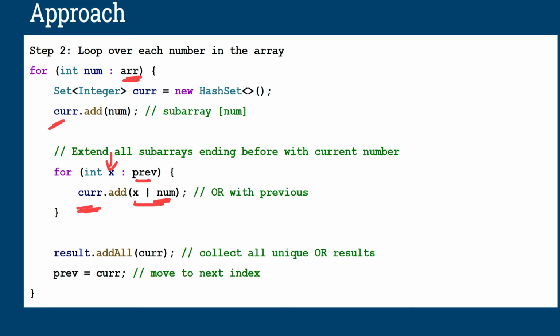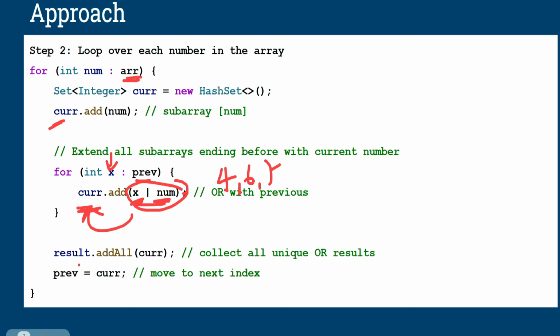So we know that this current is nothing but 4. But what does the previous contain? It's 2 and 3, right? So first we have applied 2 and 4, right? We get 6. Then we got 3 from the previous, means x is 3. Then 3 and 4, we'll get 7. And we have added all these results onto the current. So current will become 4, 6 and 7, right?